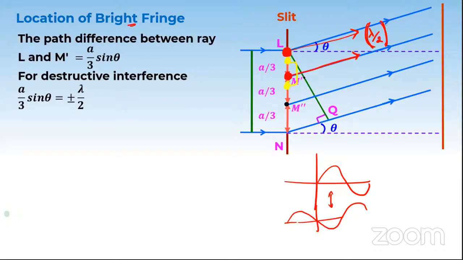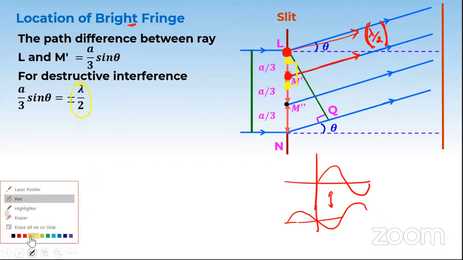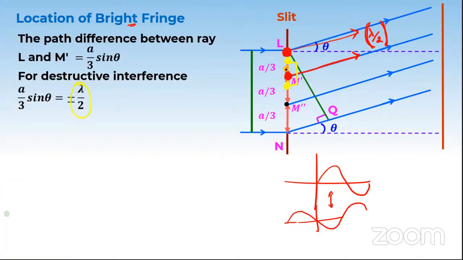The difference between these two points is a by 3. So these two points will meet again, and they'll give me destructive interference because they're at a by 3 distance, and the path difference between those two is lambda by 2. Same thing I'm going to do again. I'll take one more point here and one more point here, at a distance of a by 3 and having a path difference of lambda by 2, they again destructively interfere.